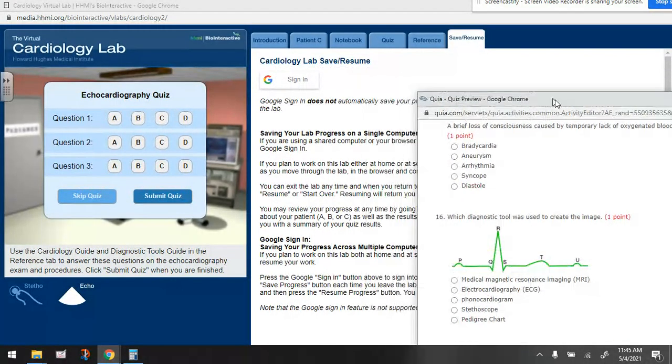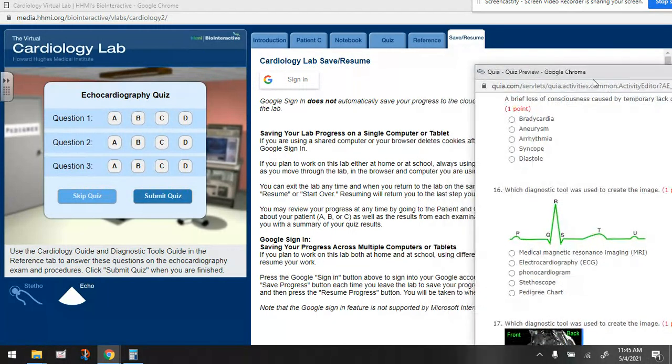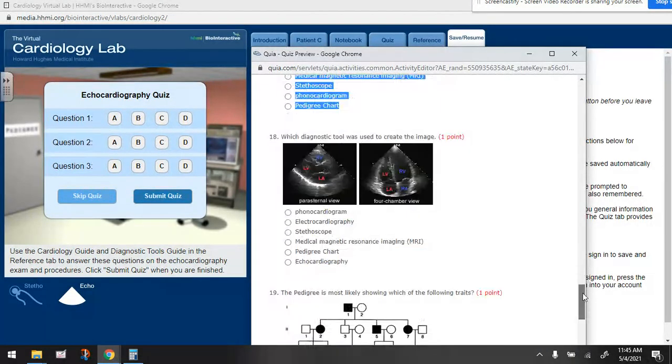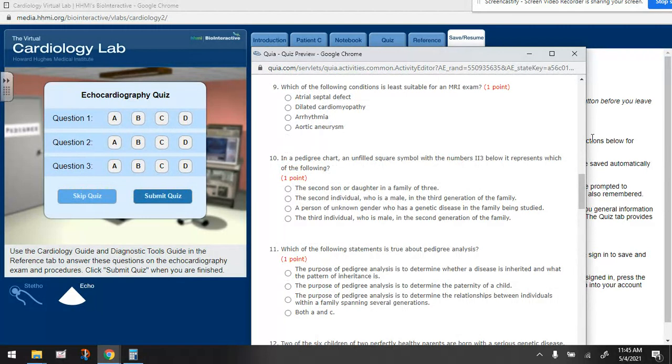All right, so good luck finishing this up. And again, don't stress over your quiz results in here, because it's not being scored in here. It's being scored in this. And you can take this as many times as you want to. All right, good luck finishing this up.